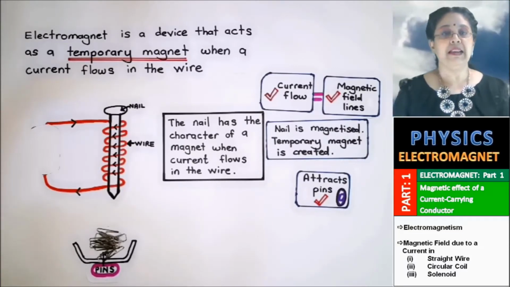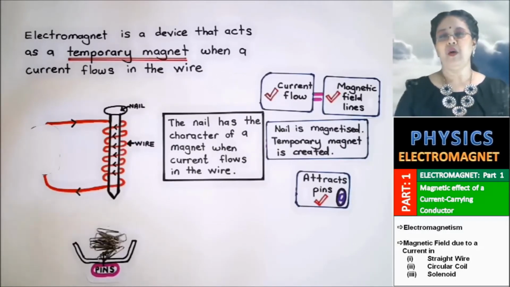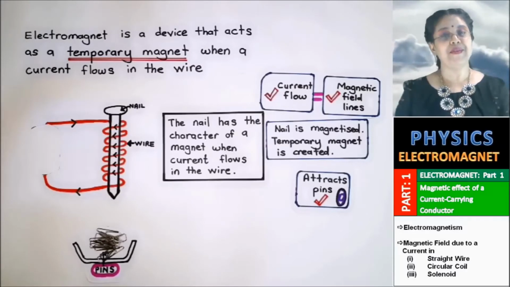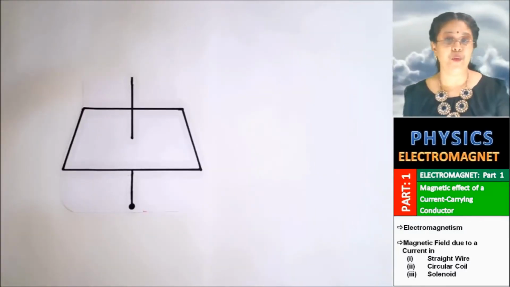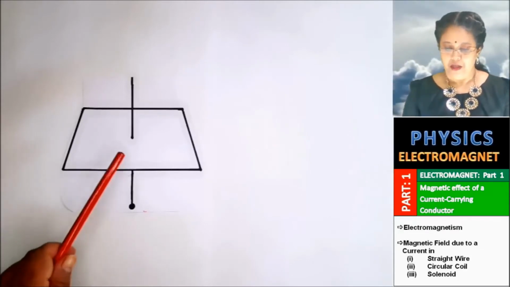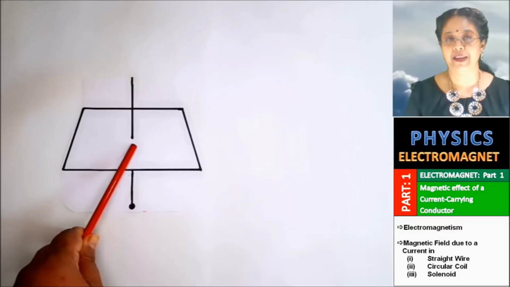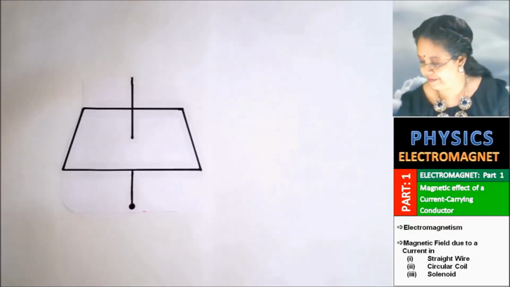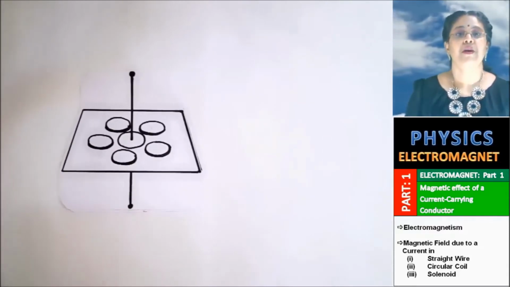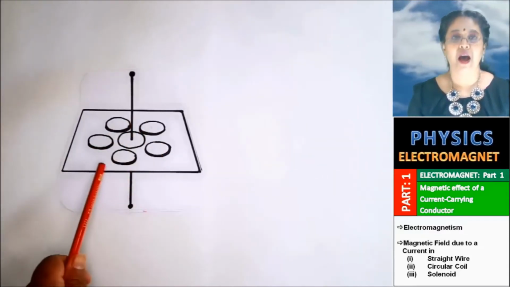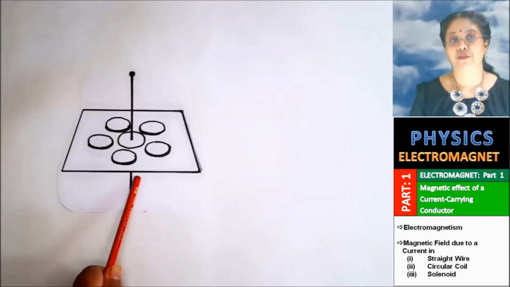Next, we will learn in detail the magnetic field lines in a straight wire, circular coiled wire and solenoid. Let's start off with a straight wire. A wire carrying a current is passed through the center of a manila card. Few small compasses are placed around the wire to indicate the direction of the field.